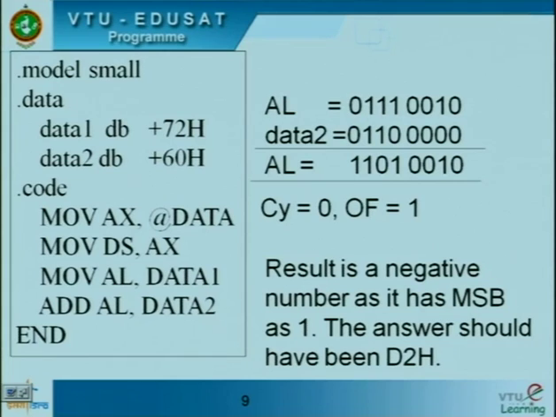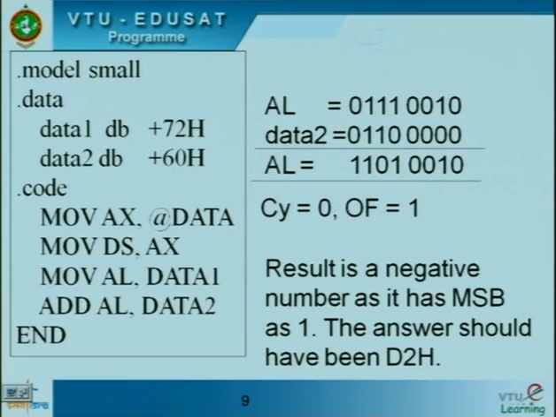Now, look at the solution. We have AL equal to 72, which is written as 0111 0010. The data in the location data 2 is written as 0110 0000, which represents 60, because in hexadecimal we can represent each digit by 4 bits. After performing the operation, the result in the AL register is 1101 0010.